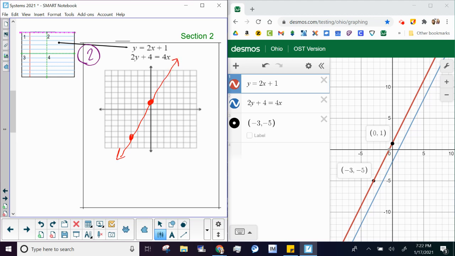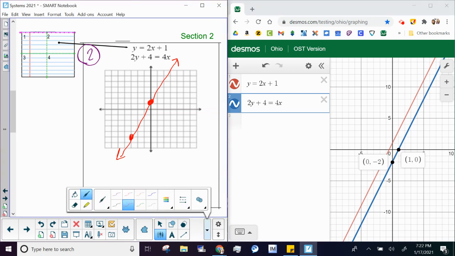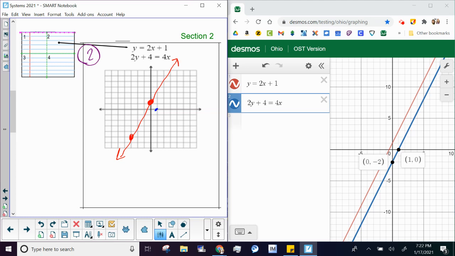Use a straight edge, don't be like me. And now I'm going to go ahead and do my blue line. Oh, my points on my blue line are nice, so I'm going to keep them as is. So my blue line is 1, 0, and -2, 0.